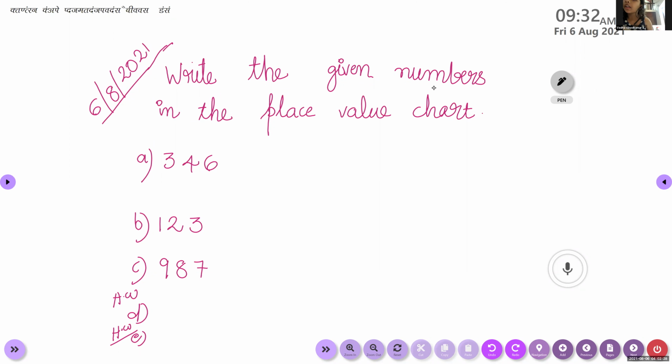Where the connection gone? That's why I can't see the board. Now also you cannot see. Now I can see. Okay, now start writing then.